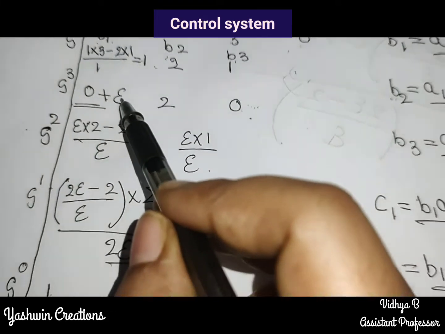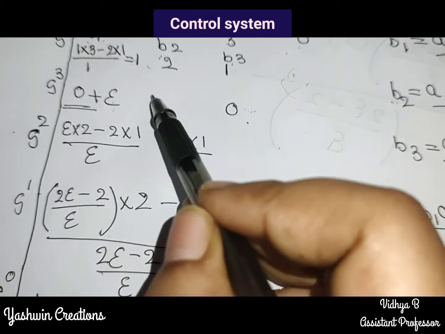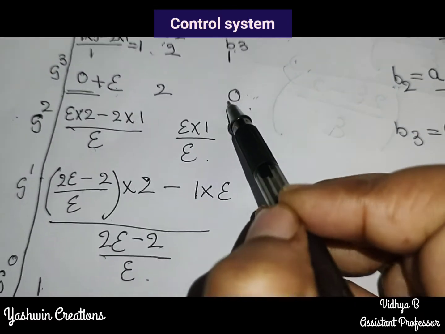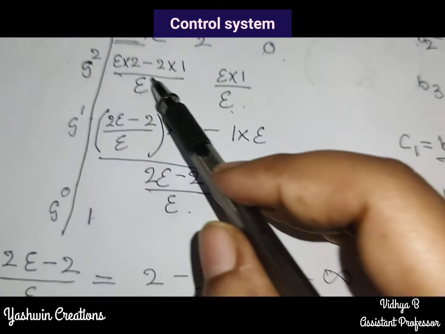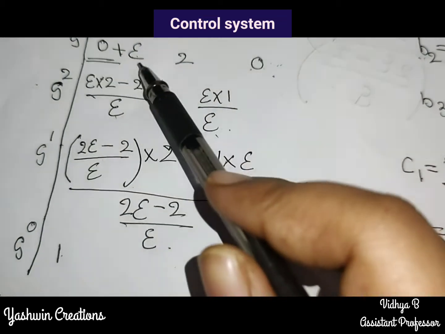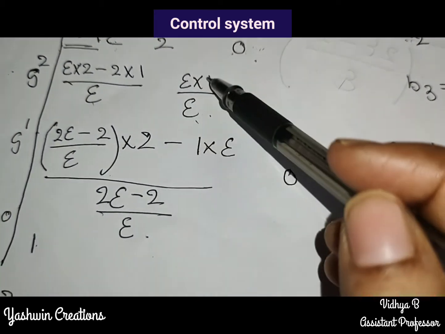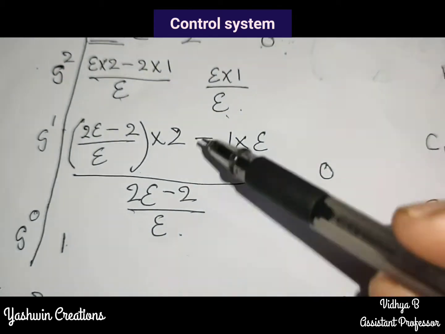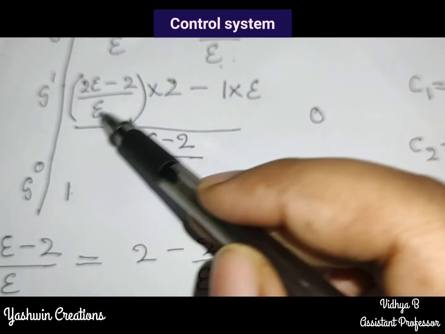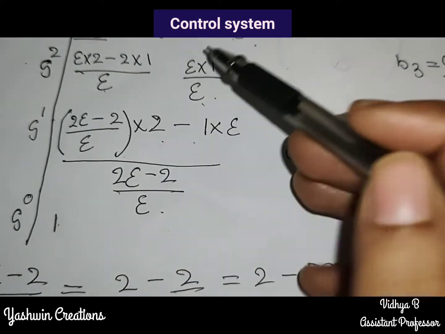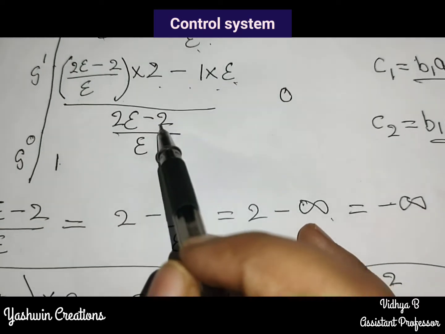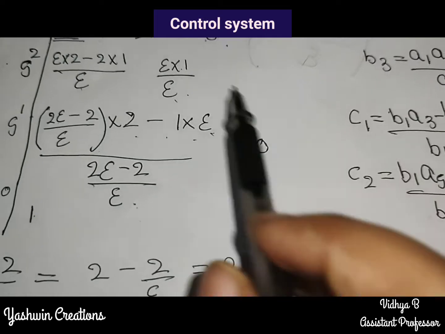Now you can multiply with epsilon. Epsilon into 2 minus 2 into 1 divided by epsilon, that is the value. Next, epsilon into 1 minus 0 into 1 divided by epsilon. Next, again the same for s to the power of 1. This you need to multiply with 2 and this you need to multiply with epsilon. So here only epsilon will be cancelled, and you will get 1. So 2 epsilon minus 2 divided by epsilon into 2, minus 1 into epsilon divided by this value, again 2 epsilon minus 2 divided by epsilon. And this value is 0 here.